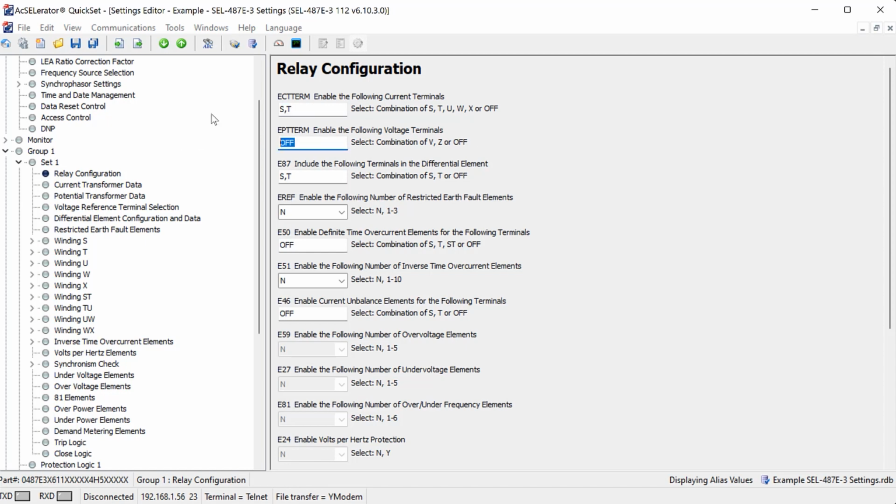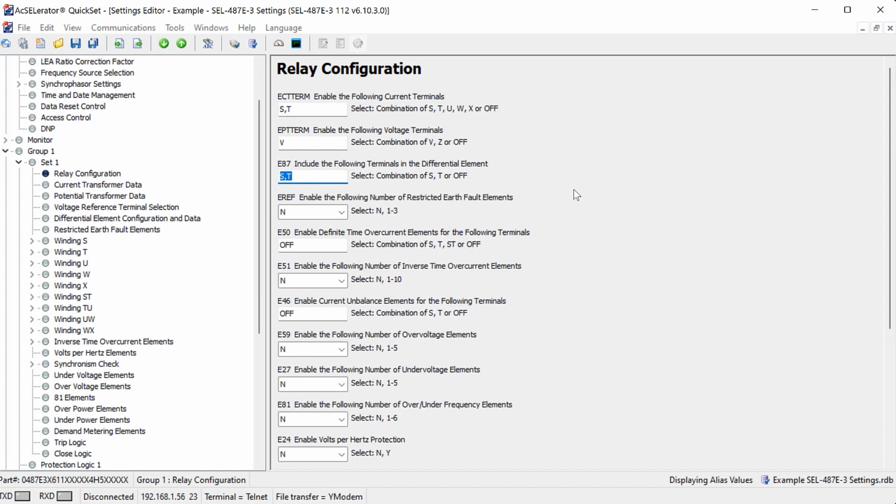And just for the sake of it, I'm going to tell it that the voltage inputs are wired on the V terminals. That's not relevant to the differential protection, but I'm just going to program it just for the sake of it. Now, this is another important setting. Include the following terminals into the differential element.